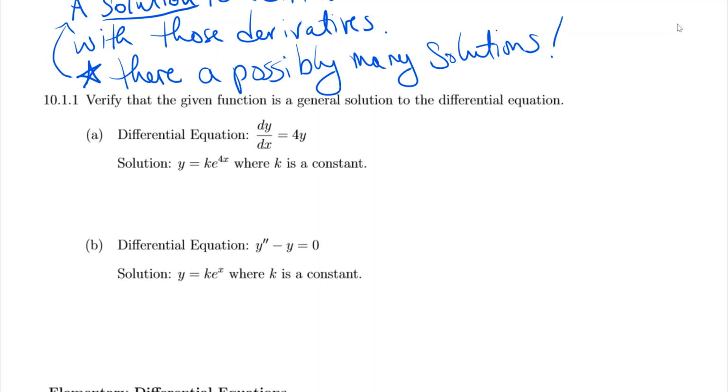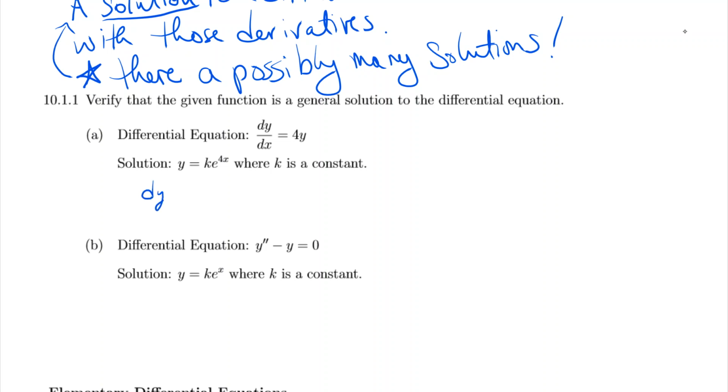So take a look at A. The derivative of y with respect to x is equal to 4y. This means that when I derive the function y, I get the same thing as multiplying that function by 4, is how I would read this. So I've got a solution right here where k is just some constant, some unknown number.